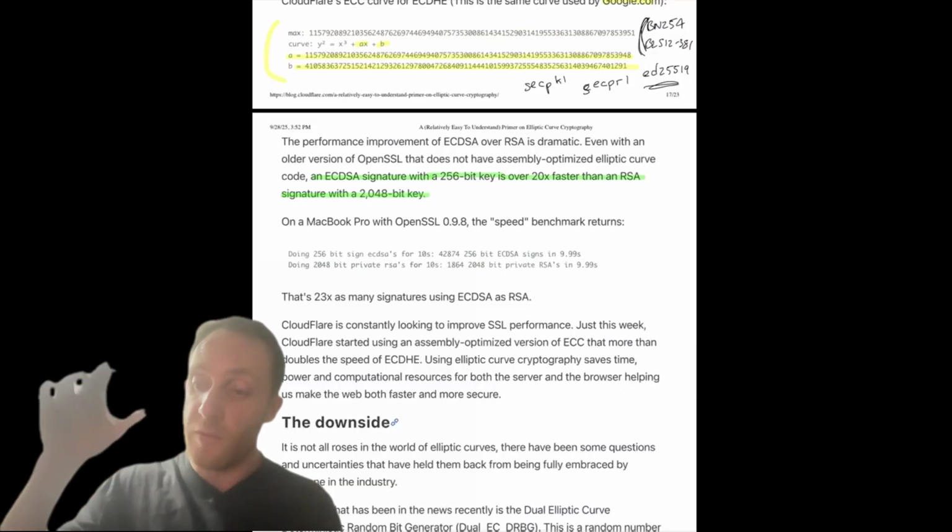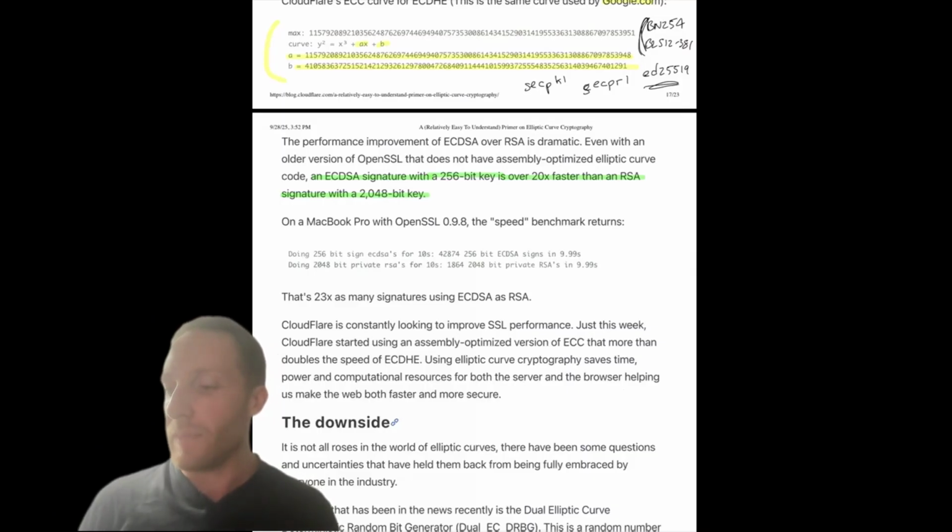Another interesting property that I actually didn't know before reading this is that an ECDSA signature with a 256-bit key is over 20x faster than an RSA signature with a 20,000-bit key. So for the same level of security, ECDSA is not only smaller, it's also much faster, which is interesting.